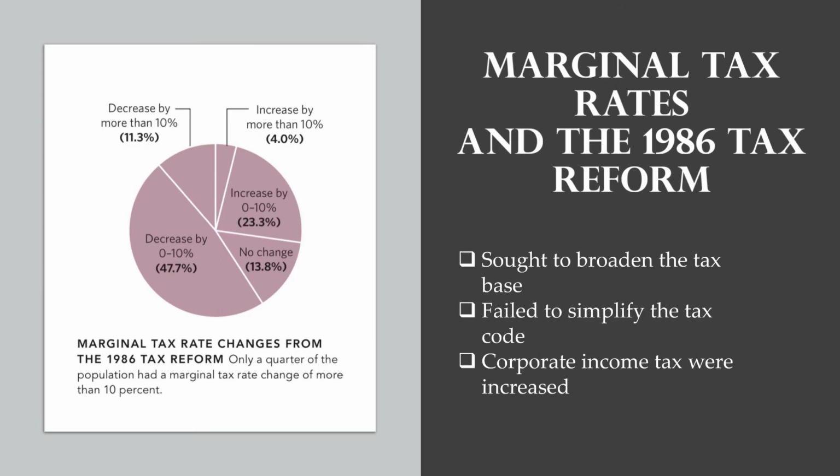But the tax reform sought to broaden the tax base, and while it may have had that intention, in some cases perhaps it did, and in some others it did not. It also failed to simplify the tax code, which was one of the main objectives of this tax reform. And while corporate income taxes were increased, it's debatable whether this had a positive impact on fiscal revenue, because what it essentially did was increase the incentive for corporations to avoid paying taxes.